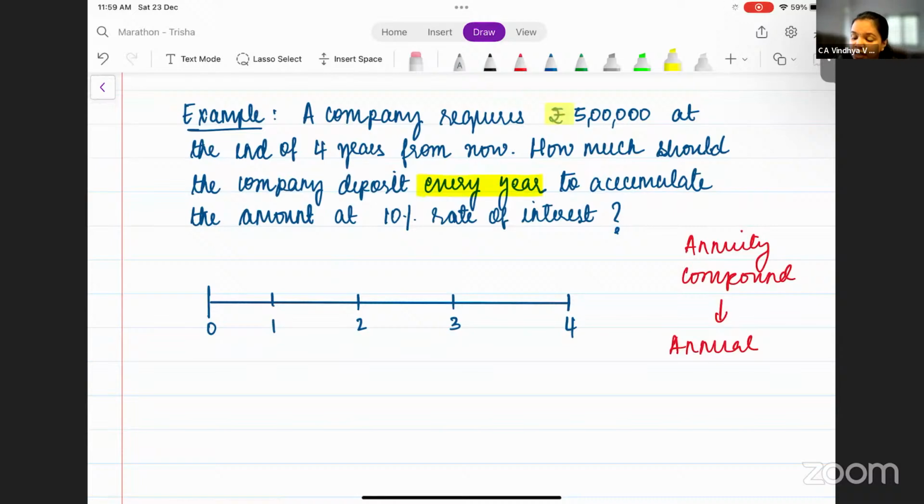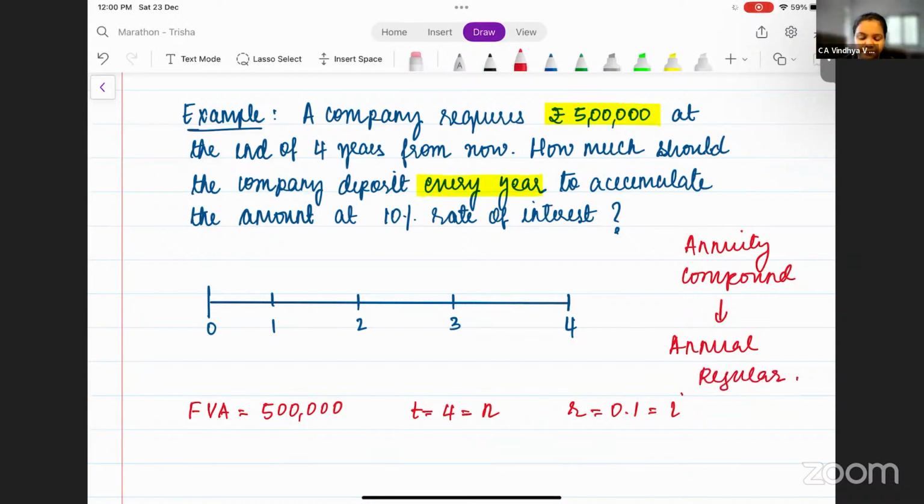Now, this 5 lakh is what is required at the end of 4 years. That is the total that is required, which means that the future value of the annuity is 5 lakh. Time is 4 years, which is equal to n, and rate is 0.1, which is equal to i. Now, we use the future value annuity regular formula. Why regular? Because it is not given that it is deposited from now. Is this clear till here?